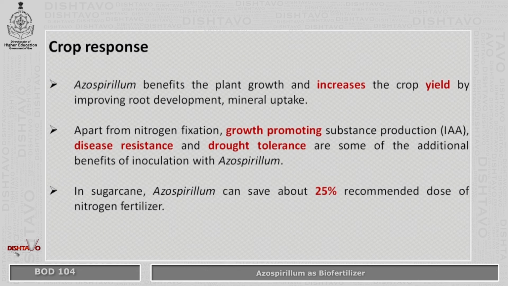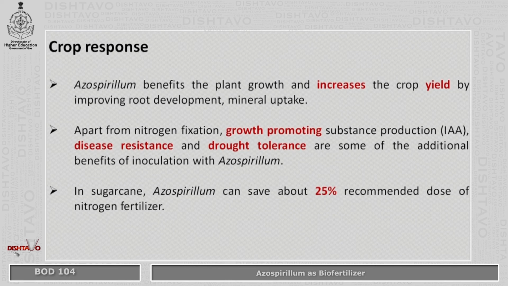Azospirillum inoculant has been widely used in crop production. Various crop responses have been reported from all over the world. Azospirillum benefits plant growth and increases crop yield by improving root development and mineral uptake. Apart from nitrogen fixation, growth promoting substance production such as indole acetic acid, disease resistance and drought tolerance are some of the additional benefits of inoculation with Azospirillum.